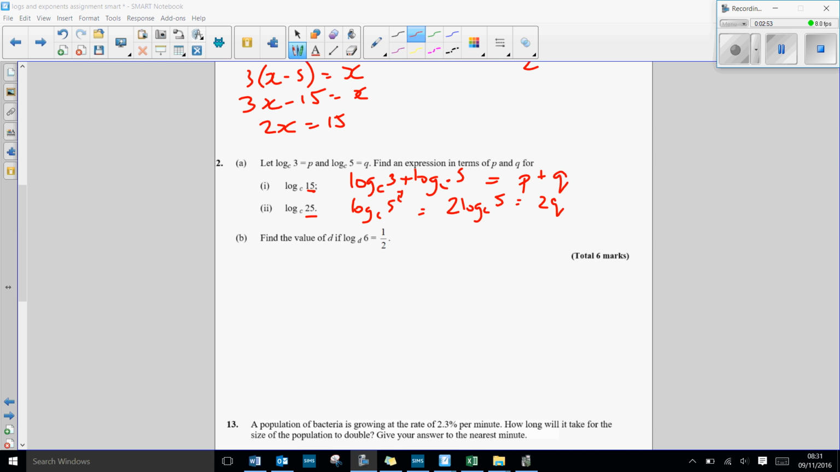Okay, part B, we need to find the value of d. So from log statement to power statement, we would have d to the power 1/2 equals 6. If something to the power of half is 6, then we know that d on its own is going to be 6 squared, because a half is the same as square rooting, and to do the opposite of square rooting, we square. So it's d equals 36.